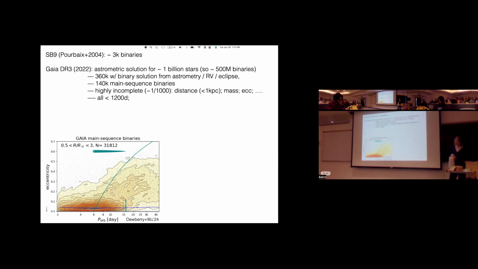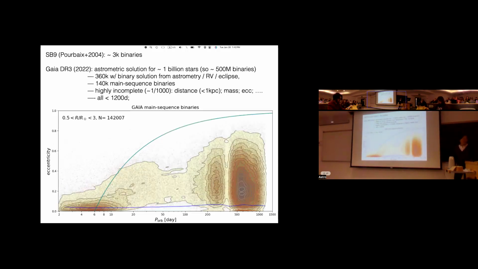But if you notice, this graph shown here only goes to 40 days. Gaia has been up in the sky. It just finished operation last week, something like that. Two weeks ago. Two weeks ago, but it's been up in the sky for over 10 years. And Gaia DR3 includes binaries all the way up to 1200 days. So there's a big phase space from 40 days to 1200 days, which I wasn't looking at because I wasn't interested in it. But I decided to look at it anyway.